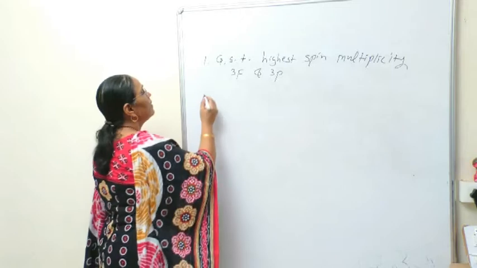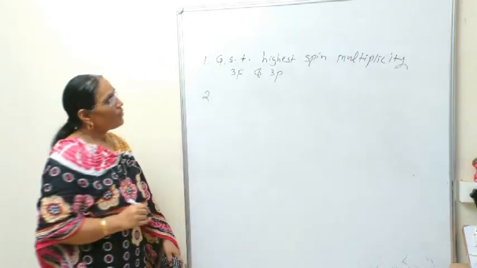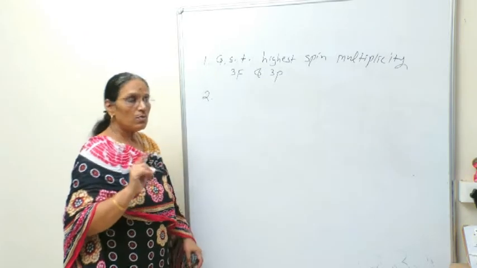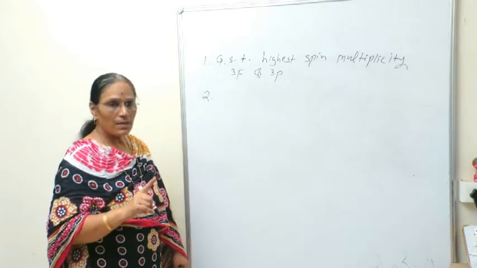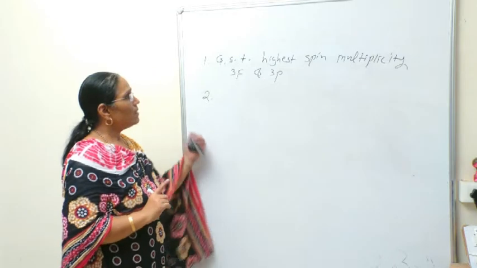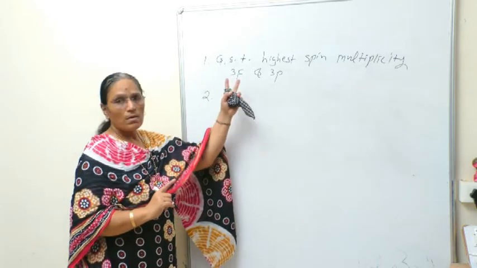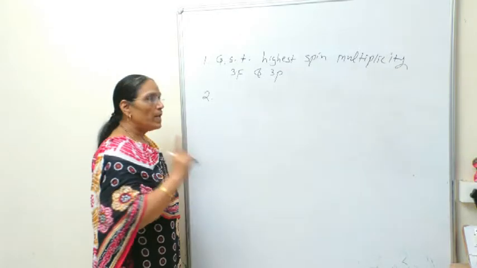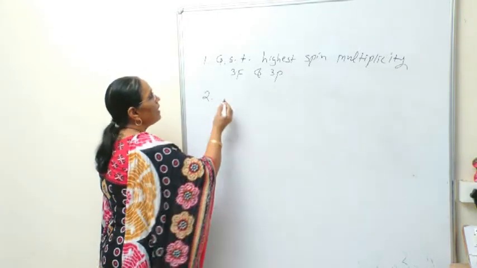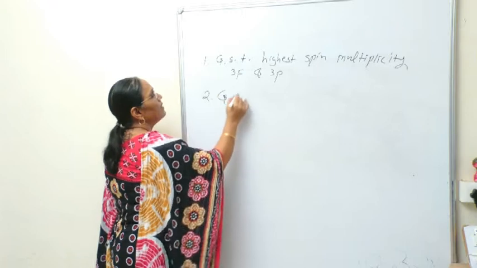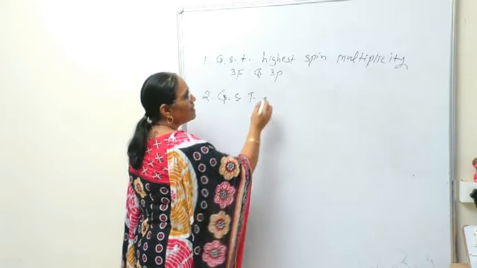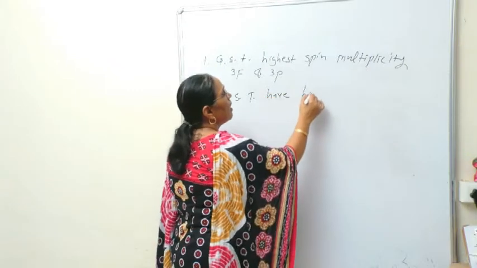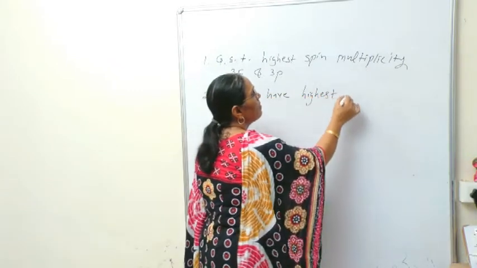For that there is a second rule. For finding out the ground state term, first you have to see the spin multiplicity and it should be highest. But if there are more terms having the same highest spin multiplicity, then go to the second rule, and this second rule states that the ground state term also has the highest orbital multiplicity.